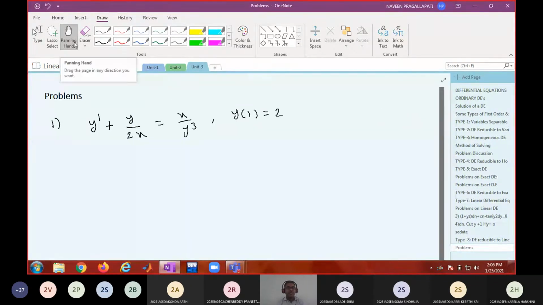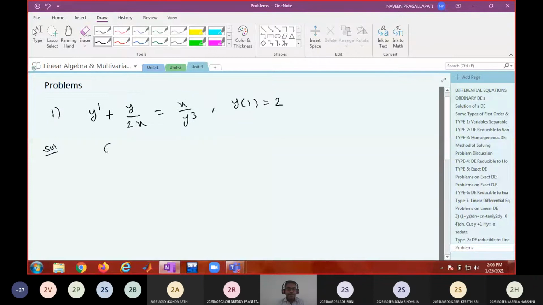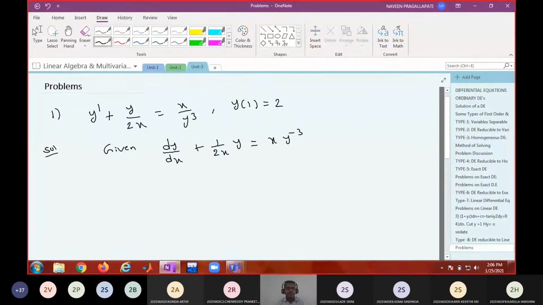So first find the general solution of the differential equation, which contains an arbitrary constant, then use this condition to find the value of that constant. So what is given? dy/dx + (1/2x) y = x y^(-3). Is it not Bernoulli? It is a Bernoulli's differential equation.